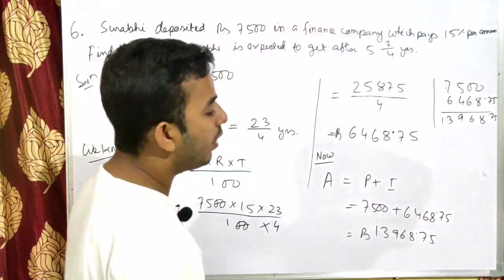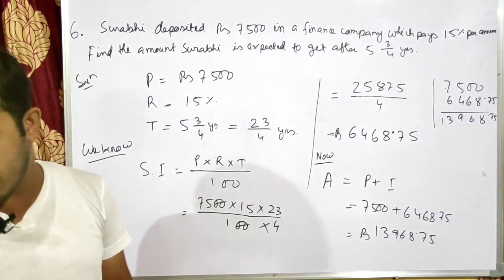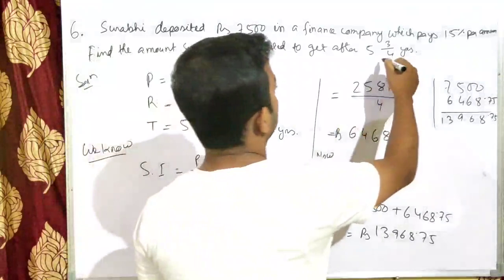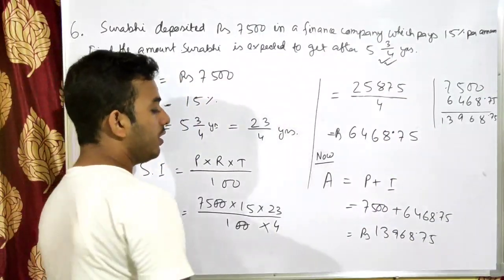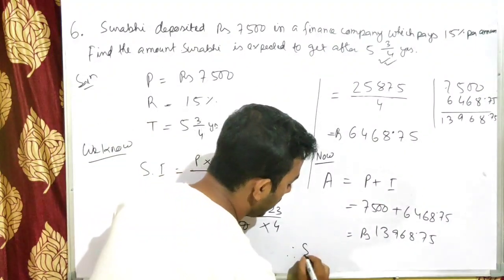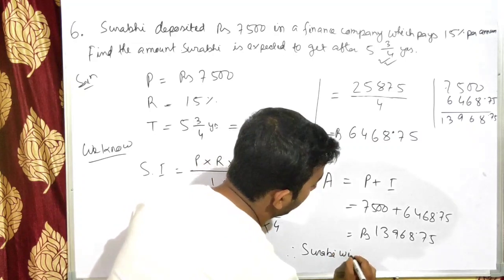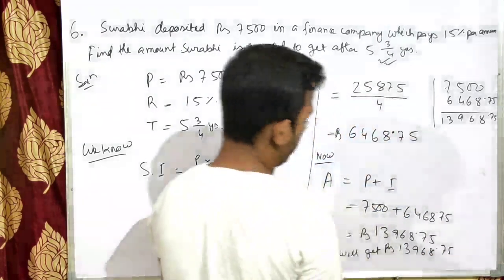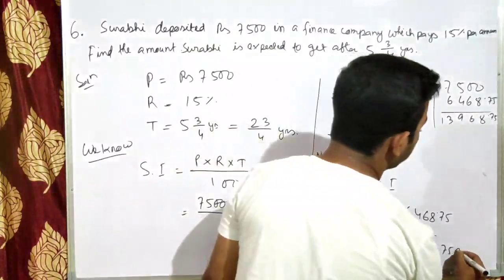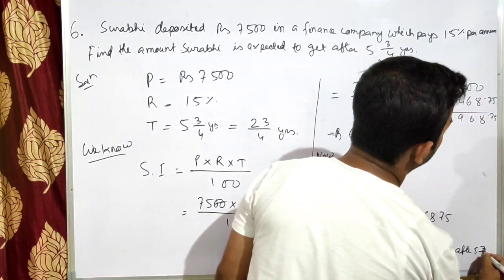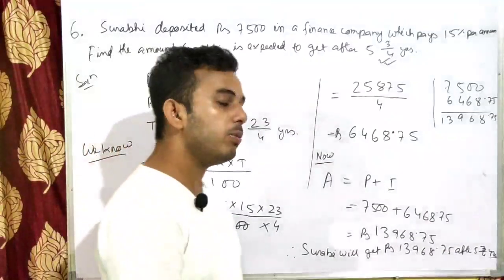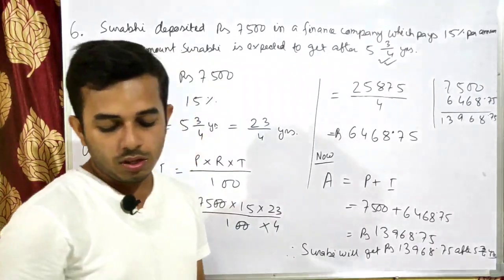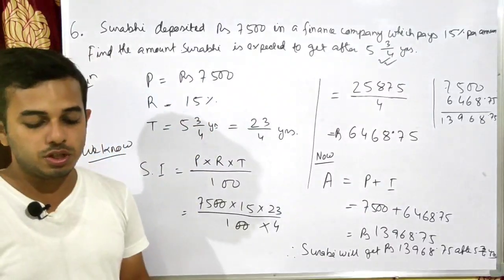So here our new result is 13,968.75, and this is the amount which Surobi will get after these years. Okay, so you can write the conclusion line: therefore Surobi will get rupees 13,968.75 after 5 3 by 4 years. Okay, so now let's move to our next question, that is question number 7.